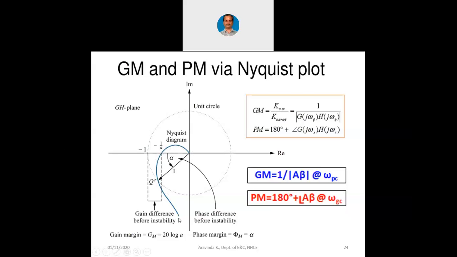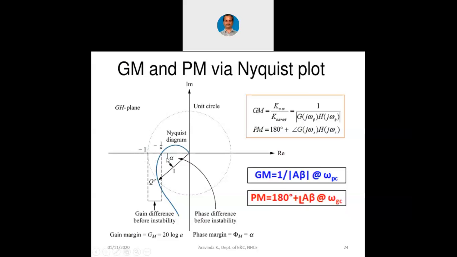Now you can see a blue line here. This blue line is basically the combination of the two Bode plots. That means the gain plot as well as the phase plot. So you can see this blue line. In this blue line, as such, -1 point is outside the blue line, which means this amplifier is stable.